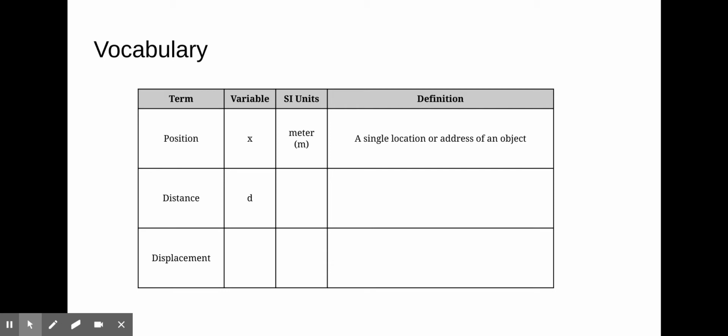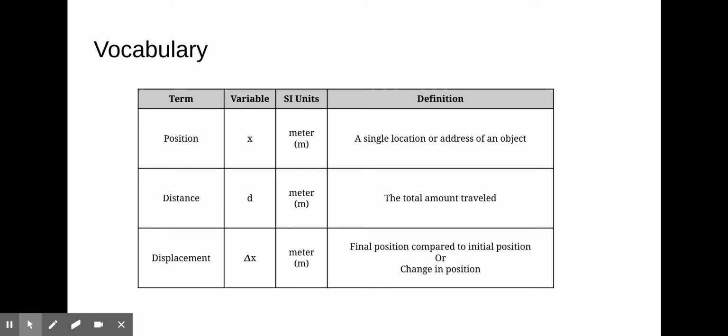Distance gets the variable d. Its units are also meters, and its definition is the total amount traveled. We'll see an example of that in a second. Displacement gets the variable delta, that's what that triangle is, so delta x. Units, also meters, and its definition is the final position compared to the initial position, otherwise known as just the change in position of an object.